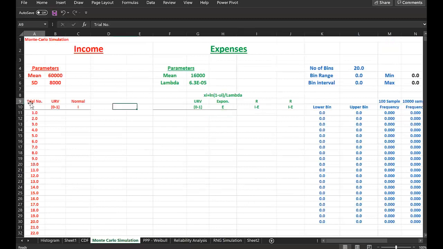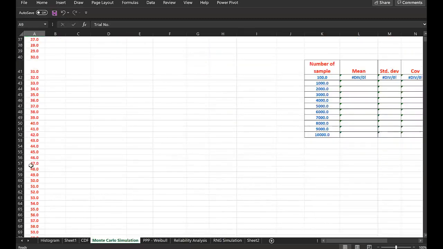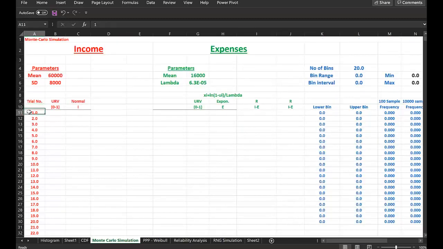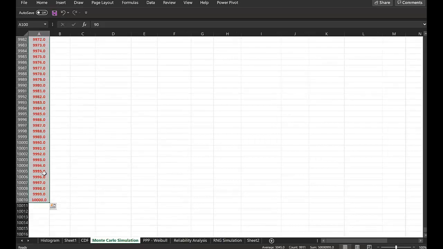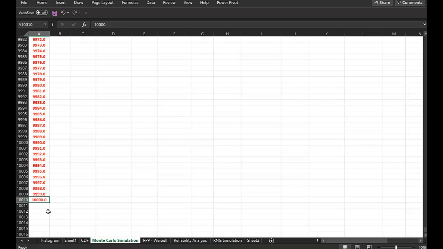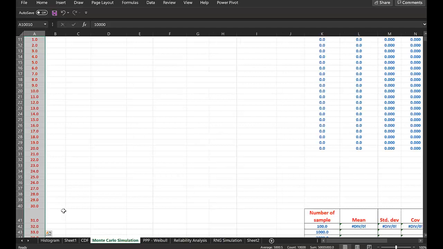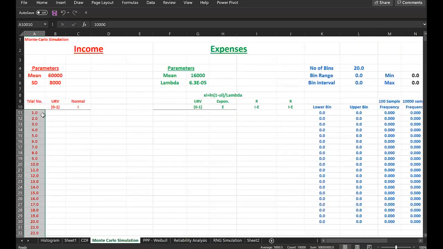The first column shows the number of samples. It starts at row 11, and the total number of samples we have, that is 10,000, ends at cell number 10,010. If I want to go to the top of this Excel sheet, I have to press Shift, Control and the up arrow key at the same time. This will go to the top of the column.